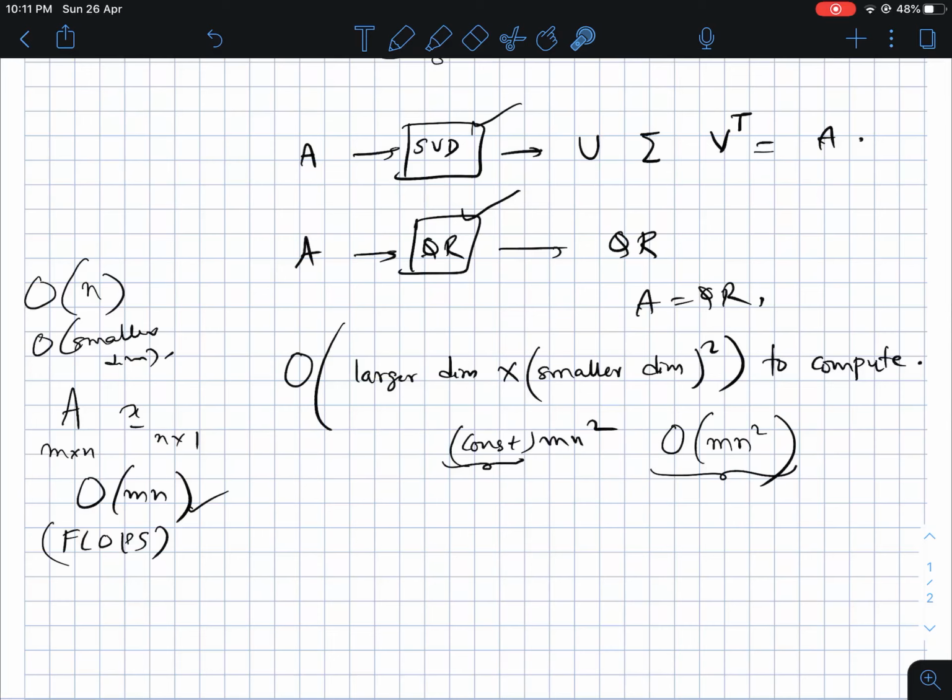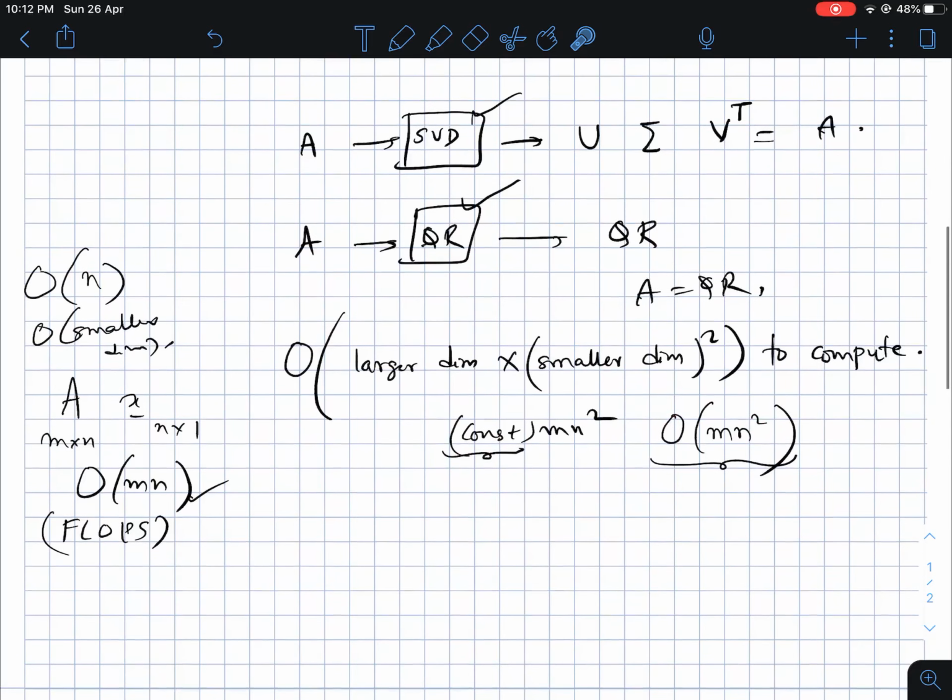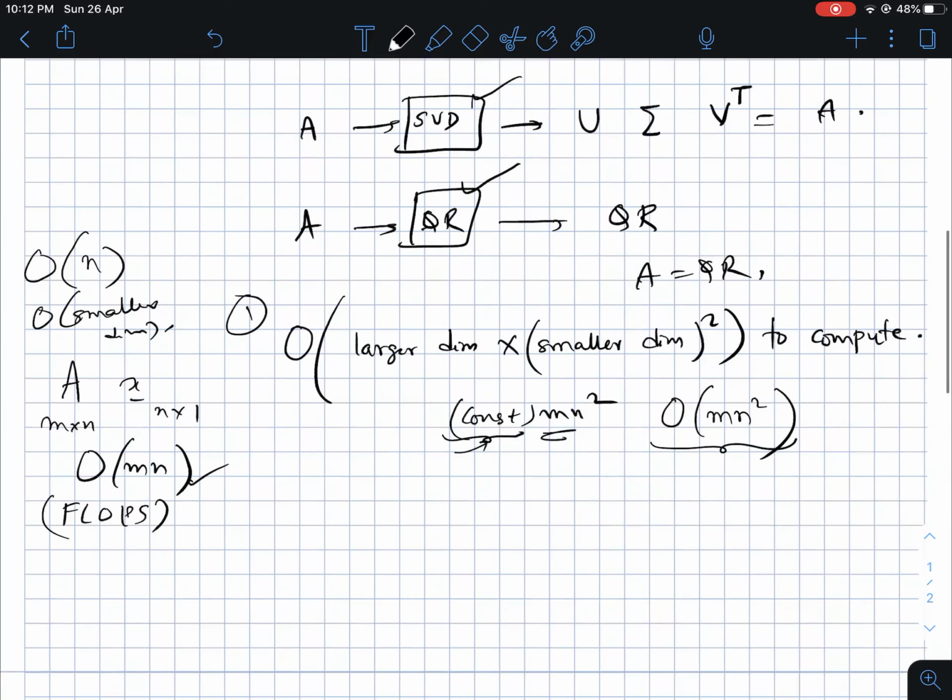So in general, between SVD and QR, if you could get your task done with just QR, you would prefer QR, because QR will run the same order mn square but with a smaller constant factor, so it will run faster. That's the first thing by which you judge an algorithm: how many flops it takes to compute. And the number of flops has both an order component and a constant factor component.